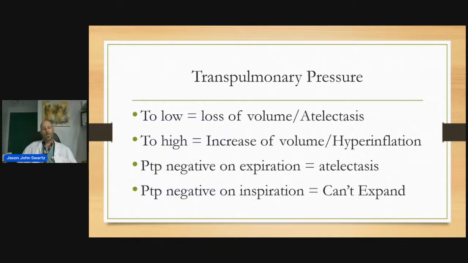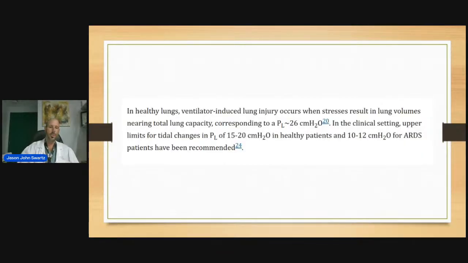So all that to say, when your transpulmonary pressure is too low, you're going to have loss of volume leading to atelectasis. If it's too high, you'll have increase in volume, but you have to watch for hyperinflation. If a patient is negative on expiration, as I said, you'll get atelectasis. If the transpulmonary pressure between inside and outside the lung on inspiration is negative, then your lung's going to have a lot harder time to expand, so you're not going to be able to expand appropriately.